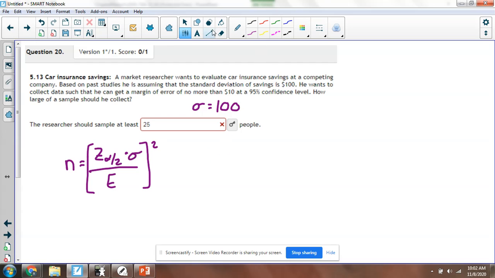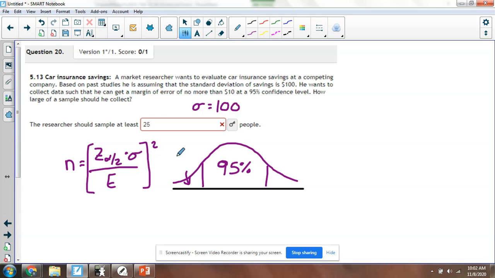So the first thing I want to do is find what is z of alpha over 2. So that's going to be the z values that cut off the middle 95%. This is 95%. So that means this is going to be 2.5%, 2.5%. So I'm looking for these z values.